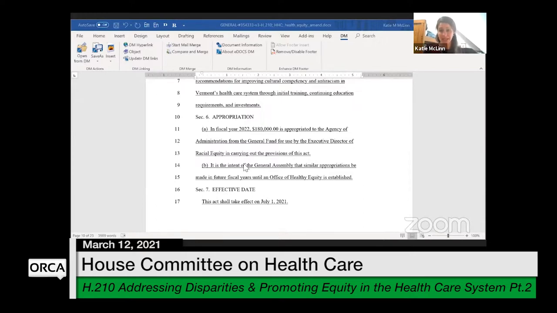Subsection B is intent language, recognizing that although you can't make the appropriation for future years now, the work that's being prescribed by this bill will take more than fiscal year 2022. So it's the intent of the General Assembly that similar appropriations be made in future fiscal years until the Office of Health Equity is established. And at that point, the structure of the new chapter and how things are organized will change. And then we have the effective date, July 1, 2021.